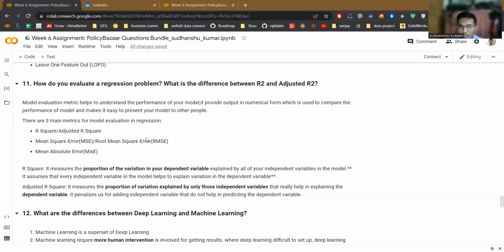What is the difference between R square and adjusted R square? R square measures the proportion of variation in our dependent variable explained by all of our independent variables in the model. It assumes that every independent variable in the model helps to explain the variation in the dependent variable. Adjusted R square penalizes us for adding independent variables that do not help in predicting the dependent variable. It measures the proportion of variation explained by only those independent variables that help in explaining the dependent variable.